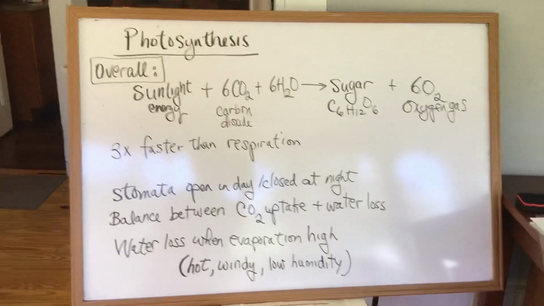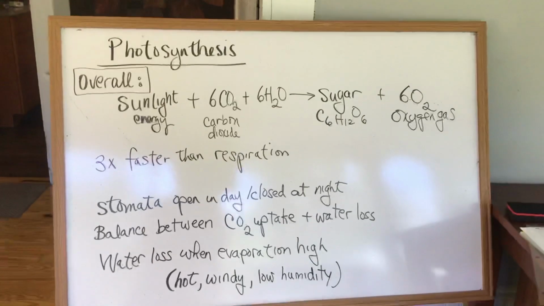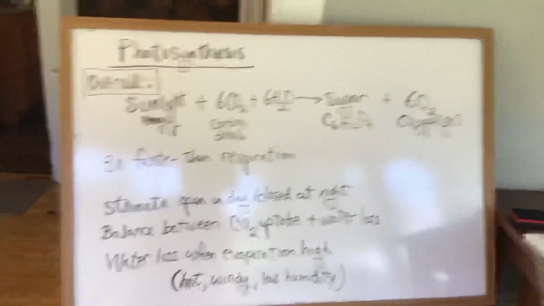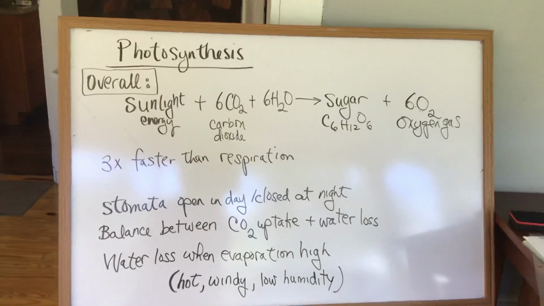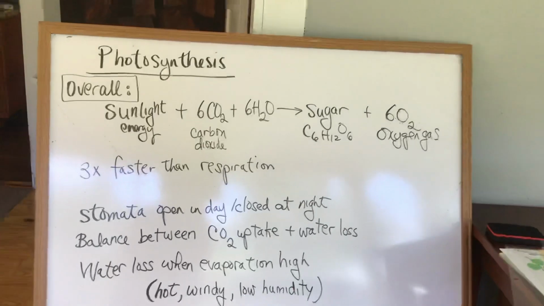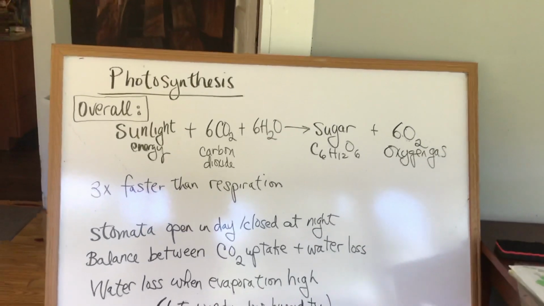We're going to talk about photosynthesis now. This is the overall reaction for photosynthesis. It's going to use sunlight energy and carbon dioxide from the air, and water that is being transpired through the plant, and it's going to create sugars, and the byproduct is oxygen gas.